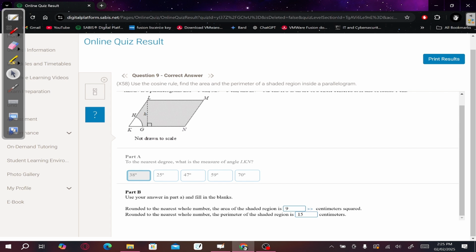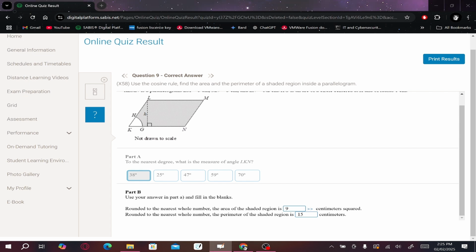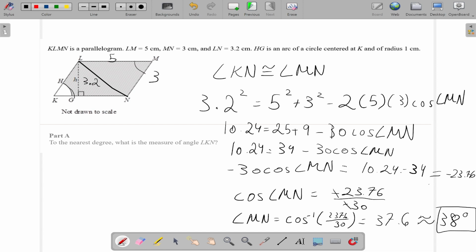Okay. Part B. Use your answers in part A to fill in the blanks. So now what I'm going to do, I'm going to clear all of this.